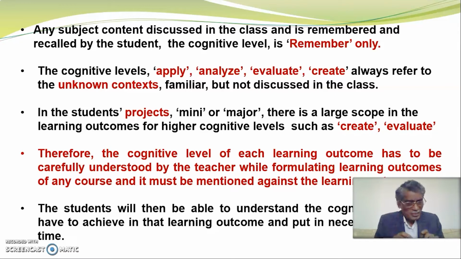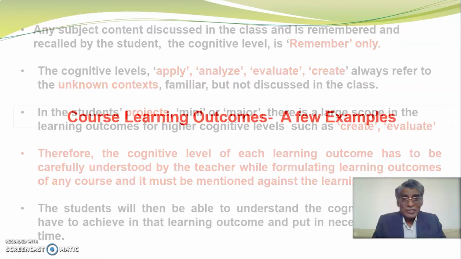In the students' projects, there is a large scope in the learning outcomes at create and evaluate levels. Therefore, dear friends, the cognitive level of each learning outcome has to be carefully understood by the teacher while formulating learning outcomes of any course, and it must be mentioned against the learning outcome. The students will then be able to understand the cognitive level they have to achieve in that learning outcome and put in necessary effort and time.